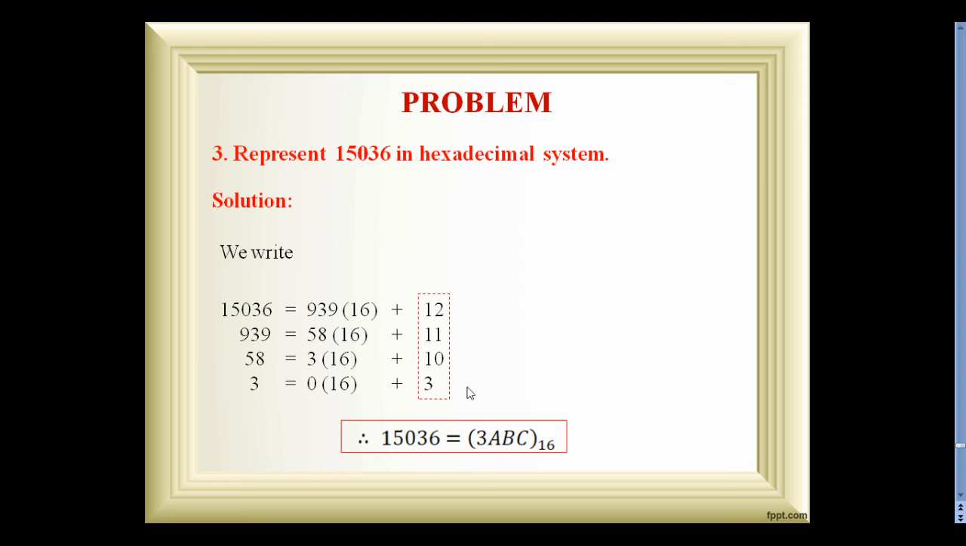10 is nothing but A, 11 is B, and C is 12. So 15036 is equal to 3ABC, where the base is 16.